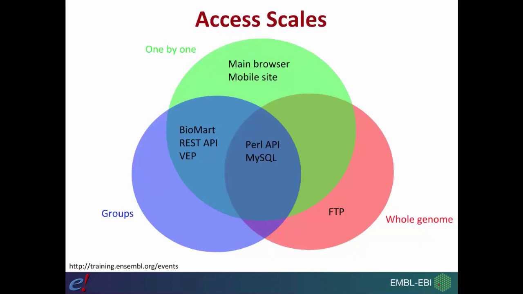And in addition, for the people who are really interested in whole genome access, we of course also have a FTP server where you can find all whole genome databases. And finally, there is an underlying Perl API and MySQL databases, which also allow you to access Ensembl at a whole genome scale. And these 2 last methods are certainly the most flexible ones, but they're also the most complicated ones. And this is why we don't cover them in this webinar series, but just so that you are aware that they exist.